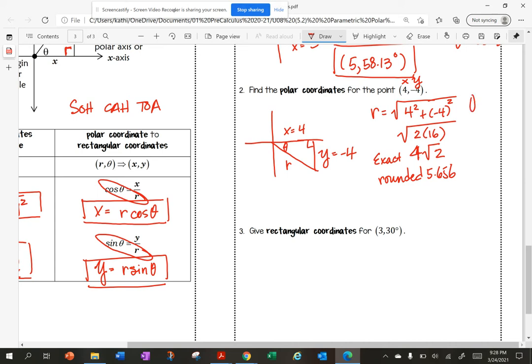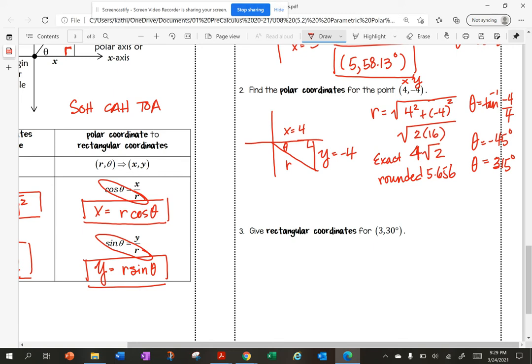Okay, my angle theta is going to be tangent inverse of y, -4 divided by 4. So when I put this in, this tells me my angle theta is -45 degrees. If I want to say that in the positive direction, that's going to be 360 minus 45, so that's also 315 degrees.